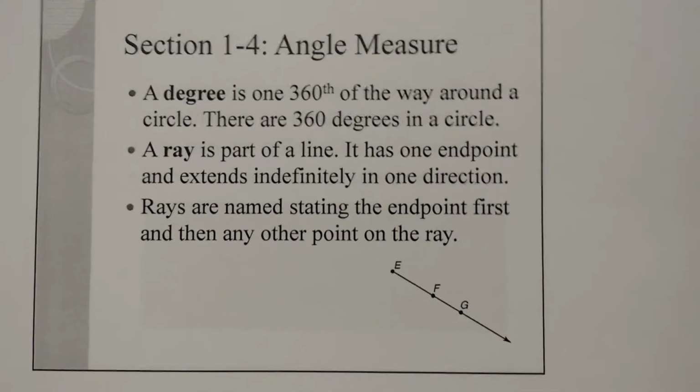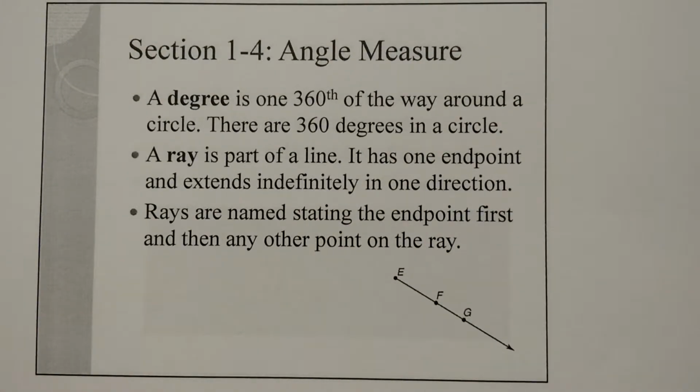Okay, so to start, the definition of a degree. A degree is 1/360th of the way around a circle, so that makes there be 360 degrees in a circle. A ray is part of a line, so it has one endpoint and extends indefinitely in one direction. So it's kind of a cross between a line and a segment. It has one definite end and one part that goes on forever.